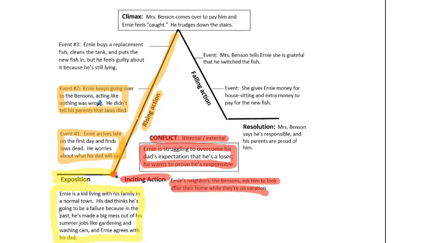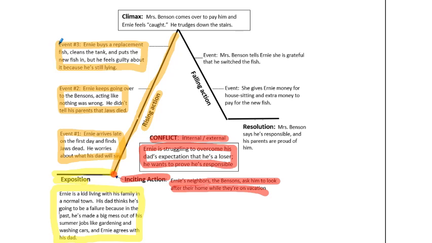Remember, you can make as many events along here as you want. There are things I'm sort of skipping and things I'm putting together to make it 3. You could have 4, 5, 6, even 10 events in the rising action. Eventually, Ernie buys a replacement fish for Jaws, and cleans the tank, puts the new fish in.